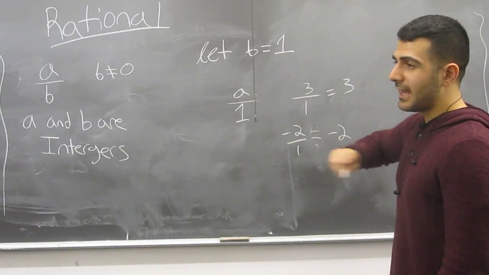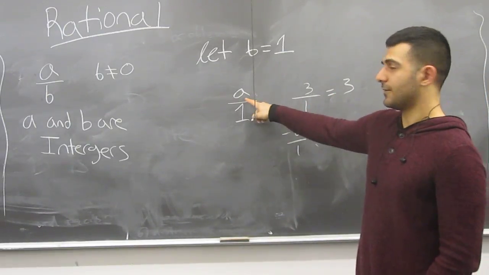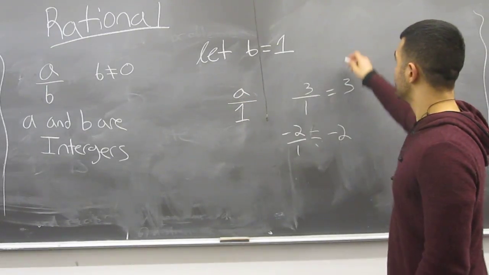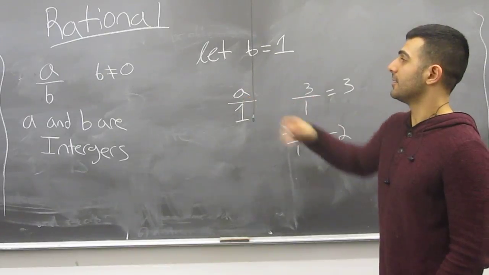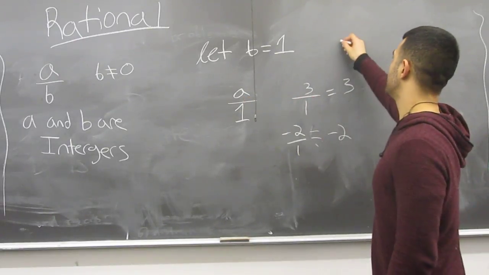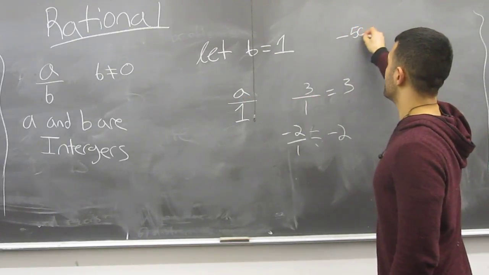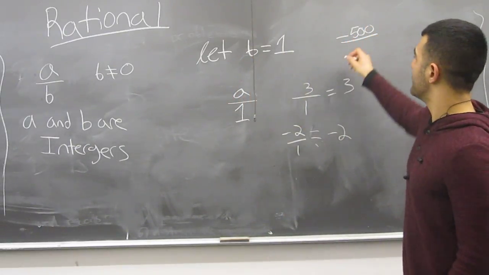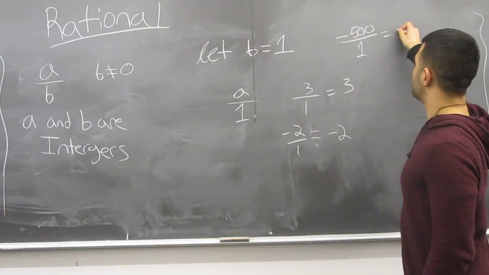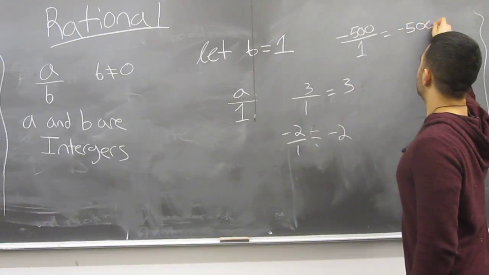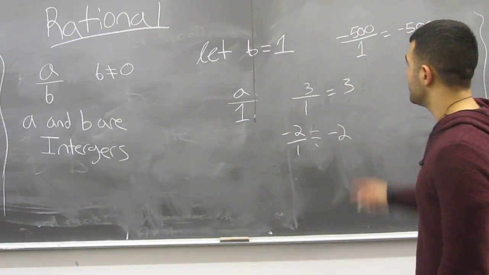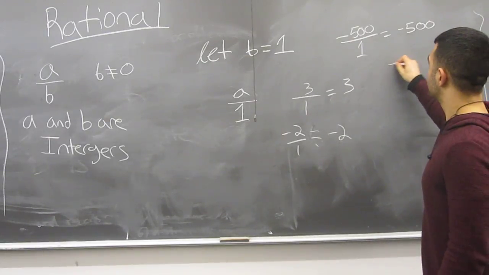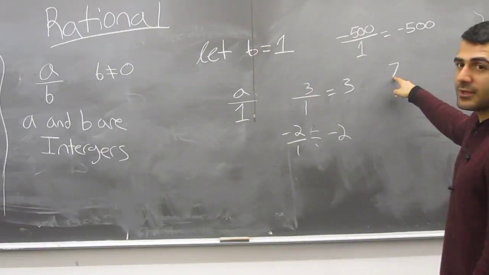So you give me any positive or negative number for the top number, and I can just give you an integer. So you say, oh yeah, well, what about negative 500? Okay, well, let the top number in the rational be negative 500, and let the bottom number be 1. That just simplifies to negative 500.